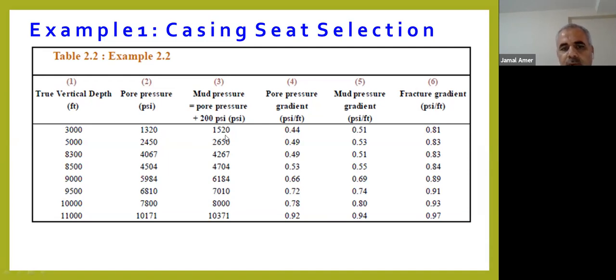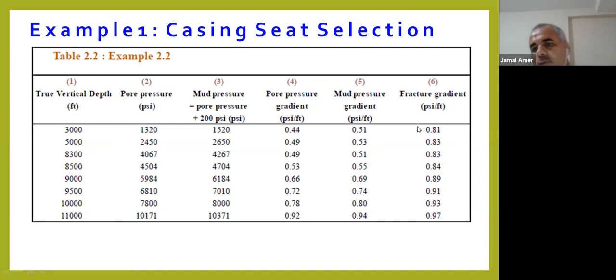So the hydrostatic pressure will be more than the formation pressure or bore pressure by 200 psi. Bore pressure gradient, what does that mean? The gradient, as we said, is pressure over depth. This is the bore pressure: 1320 divided by 3000 gives us 0.44. Mud pressure gradient: 1520 divided by 3000 will give this number. For the mud pressure gradient, we also divide the value of pressure by the depth.